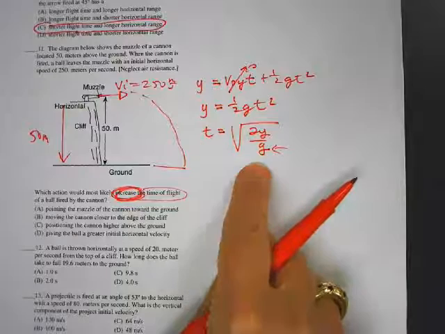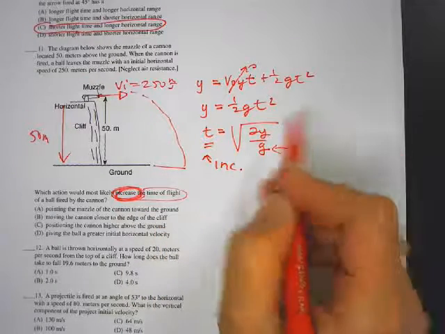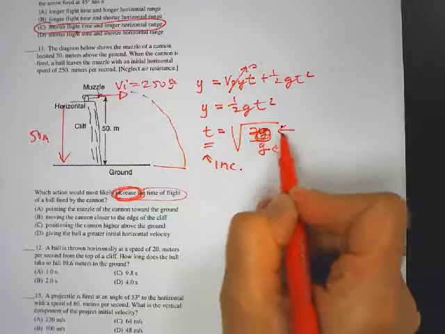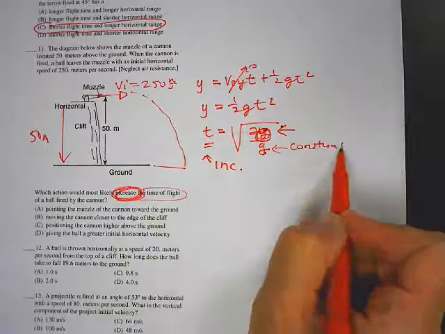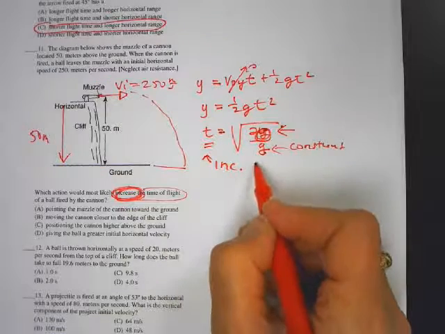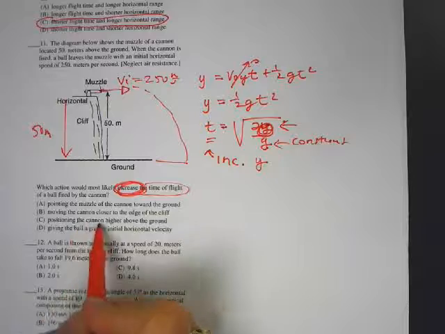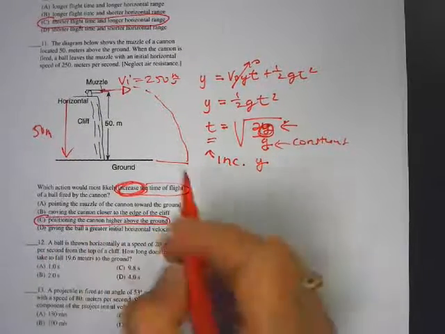So if I want this time to increase, the only thing that I can increase is what? Y. G is a constant. The only way to increase my time is to increase Y. So now I'm going to look at my choices, and it says positioning the cannon higher above the ground, because that's the only thing that's going to increase Y.